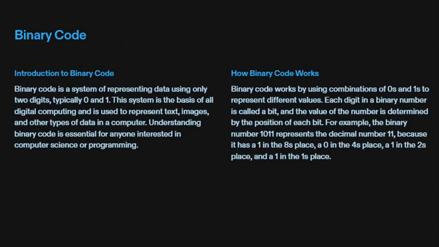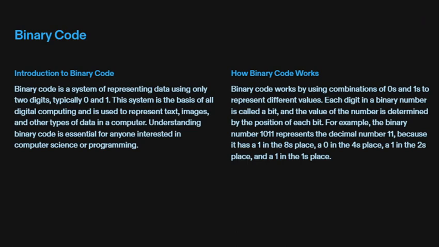So binary code is a system of representing data using only two digits, typically 0 and 1. This system is the basis of all digital computing and is used to represent text, images, and other types of data in computers. Understanding binary code is essential for anyone interested in computer science or programming. So this is the basic form of representing digital codes.